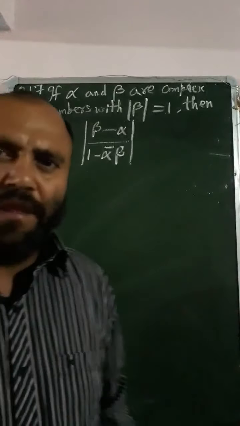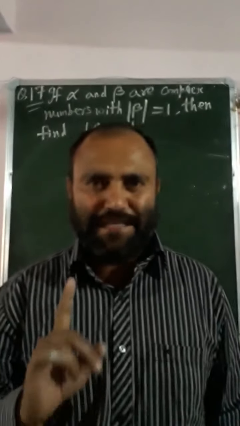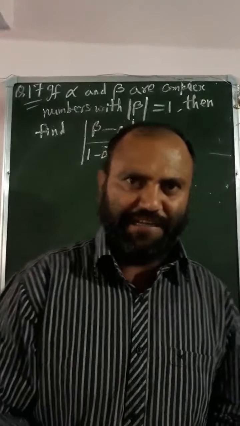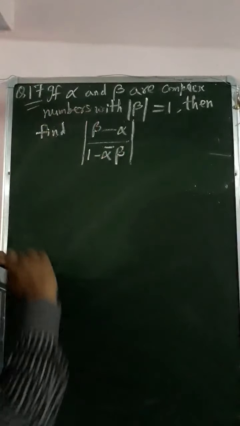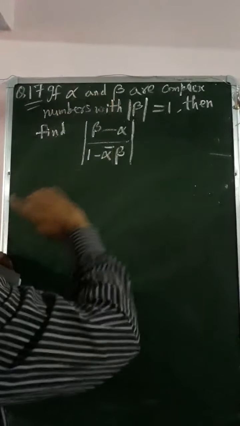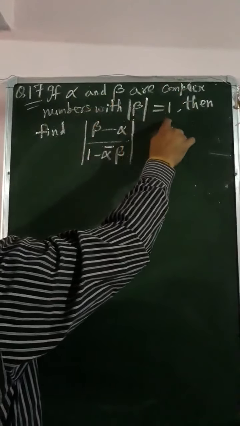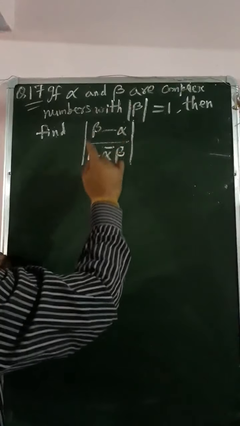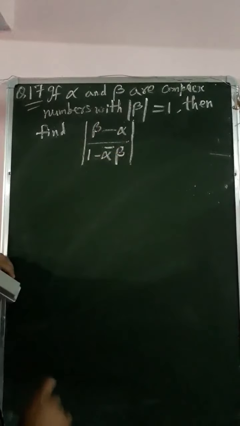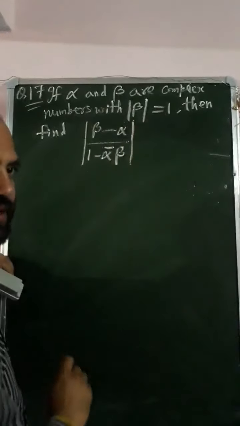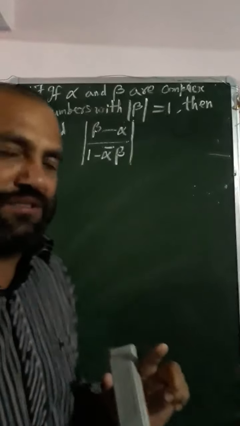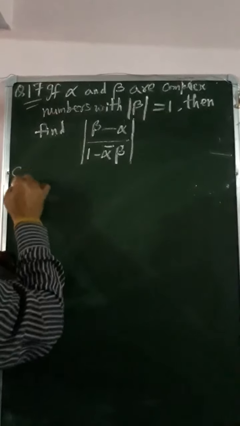Okay, now I am taking the miscellaneous exercise question number 17, right? So question number 17 is, if alpha and beta are two complex numbers with modulus of beta equal to 1, then find the modulus of (beta - alpha) / (1 - alpha bar beta), right? You have to find the value of this. Now it is given that mod beta is equal to 1. Let us start, right? So let us solve this question.